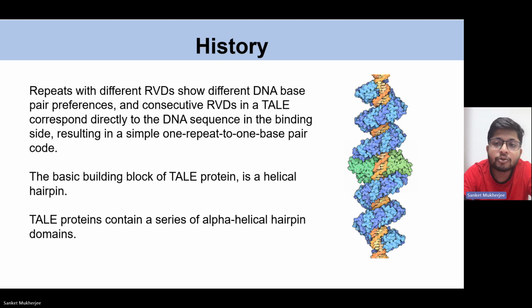It is because of this reason that TALs could be engineered to recognize DNA of our own interest. So that's why it's very important for genome editing. The basic building block of a TAL protein is a helical hairpin structure. These helical hairpins have around 34 amino acid repeats. We'll talk about it in detail. TAL proteins contain a series of alpha helical hairpin domains.